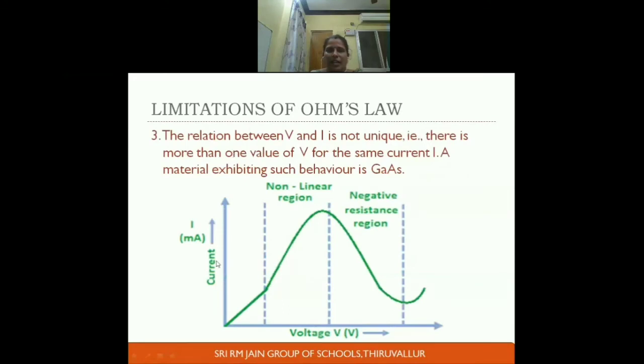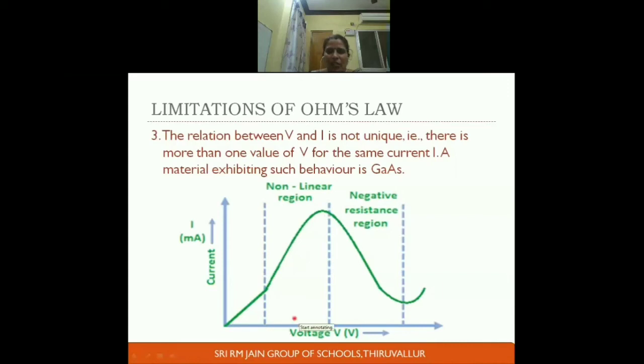And here again, we have taken voltage along the x-axis and current along the y-axis. See here, the relation between V and I is not unique. There is more than one value of V for the same current. Okay, so now let me explain from the beginning.